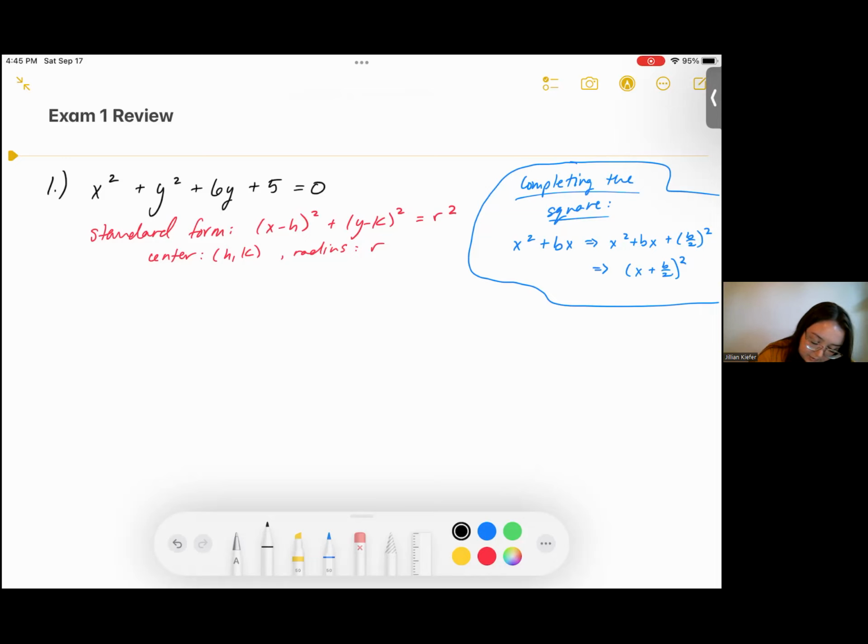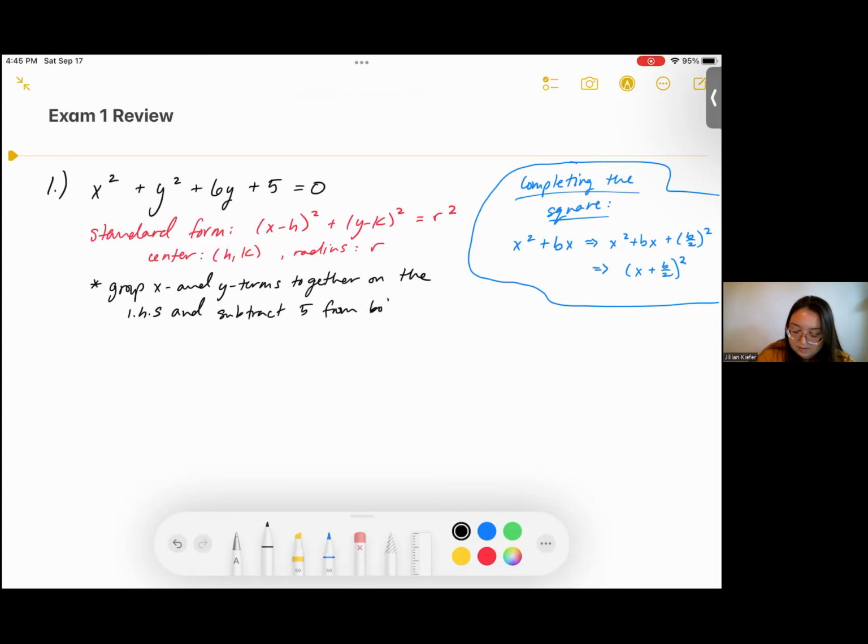So we're going to group x and y terms together on the left-hand side, LHS, and subtract 5 from both sides to move our constant value to the right-hand side, RHS. All right, so that's what we're going to do first.